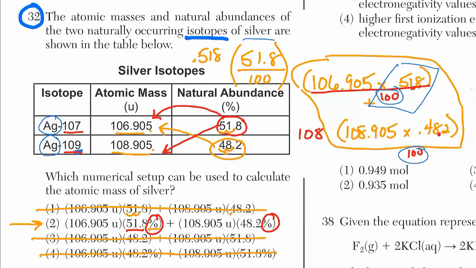And this is a very, very, very typical problem. And you need to understand the wording, because they can say, what is the atomic mass that's listed on the periodic table? And it is the average of the naturally occurring isotopes that exist in nature. So be aware of that wording, as I showed you. All right, so in any case, 32 is 2. On to number 33.